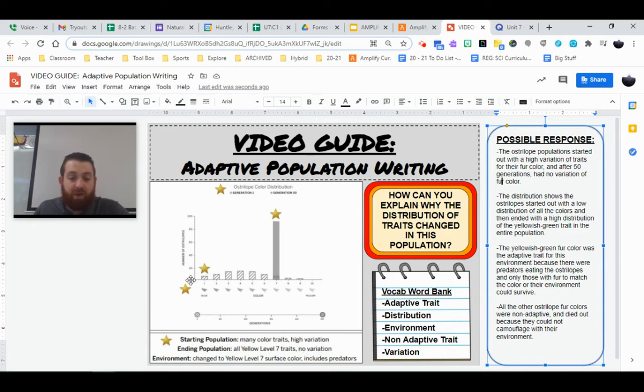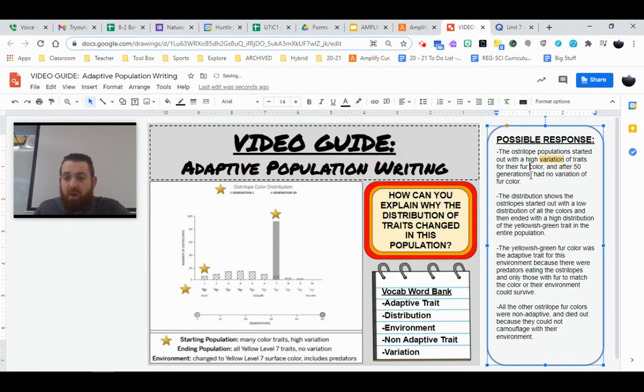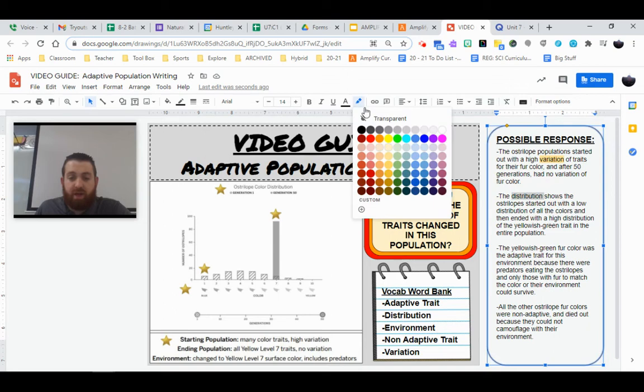Pulling in all that information, taking a look at what my bars show, and then explaining that with our two big vocab words. So we had variation to start, along with generation, but that's not obviously on our list. Next, the distribution. There's my next vocab word.